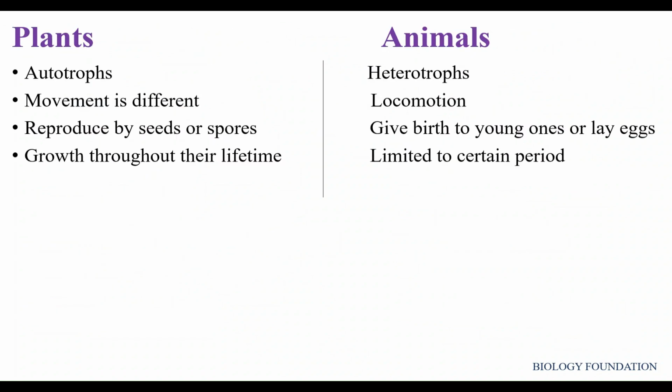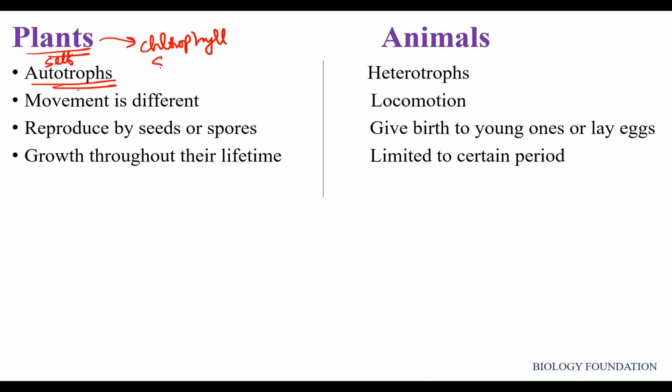Let's understand the differences between plants and animals. Though plants and animals are both living organisms, they do show some differences. We know that plants are autotrophs. When I discussed nutrition, I said there are different modes of nutrition, where living organisms can be autotrophic or heterotrophic. Autotrophs, like plants, can synthesize their own food, auto meaning self, because plants have a specific green pigment, chlorophyll.